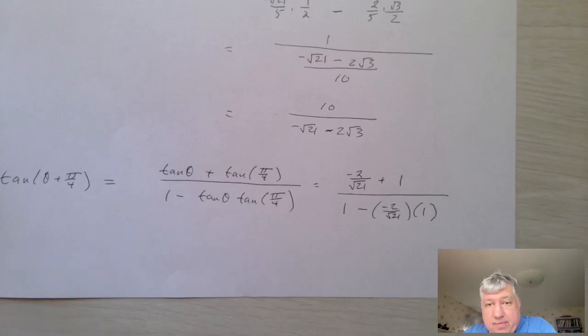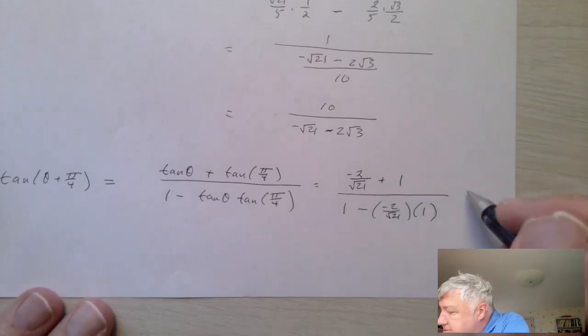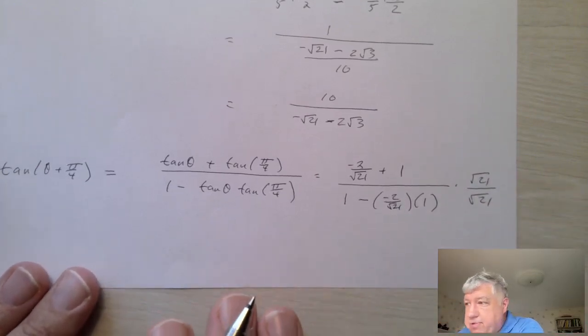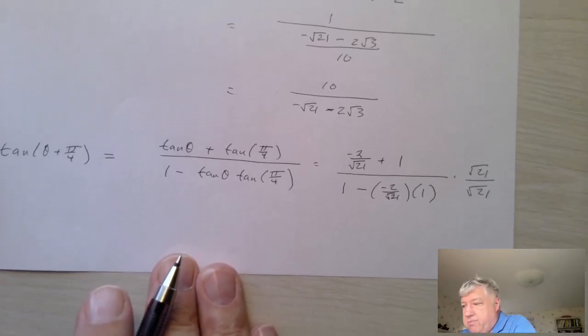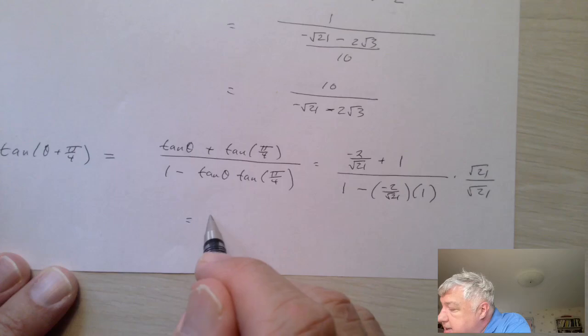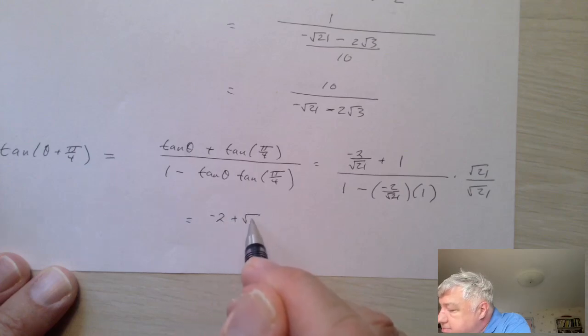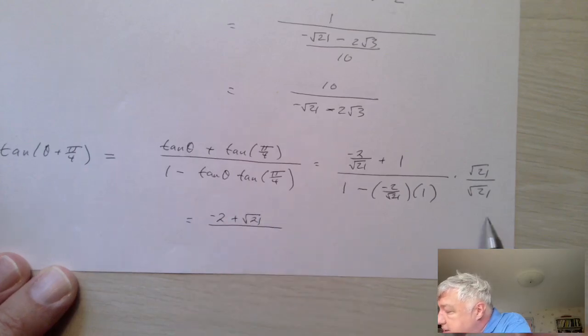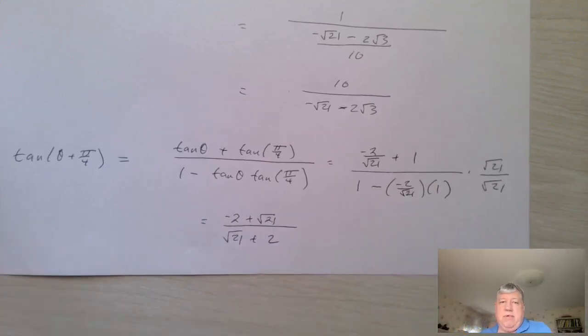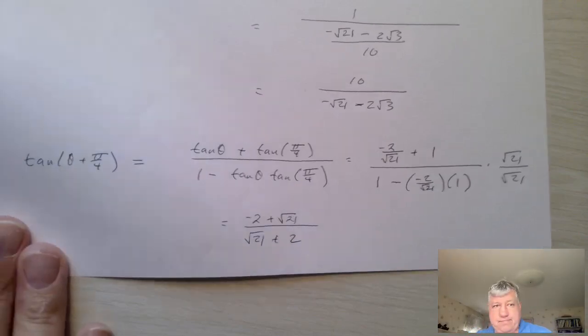Okay. I guess if we wanted to, we could clean things up a little bit by multiplying and dividing by square root of 21. And this will turn out to be negative 2 plus the square root of 21 over square root of 21 plus 2, I guess. Okay. And leave it like this. We won't go any further because we don't want to. Okay.